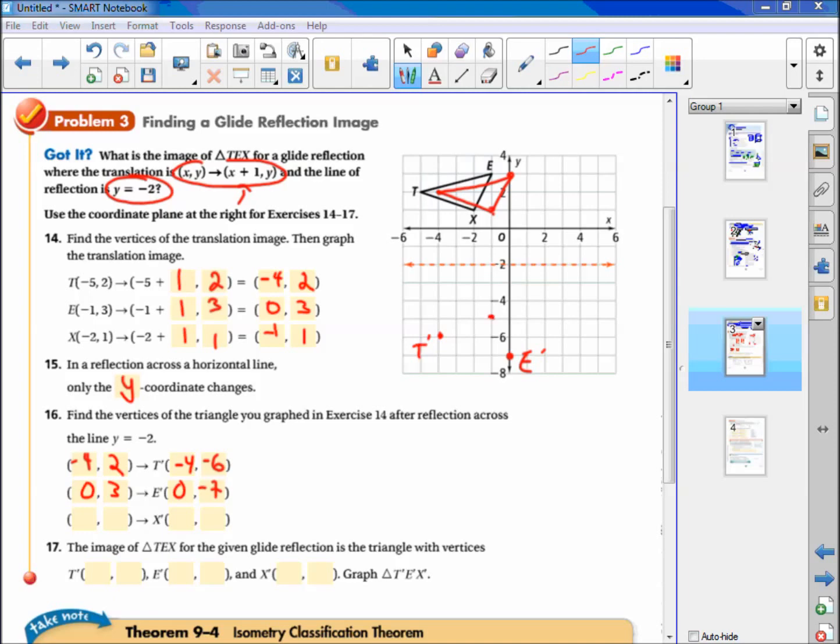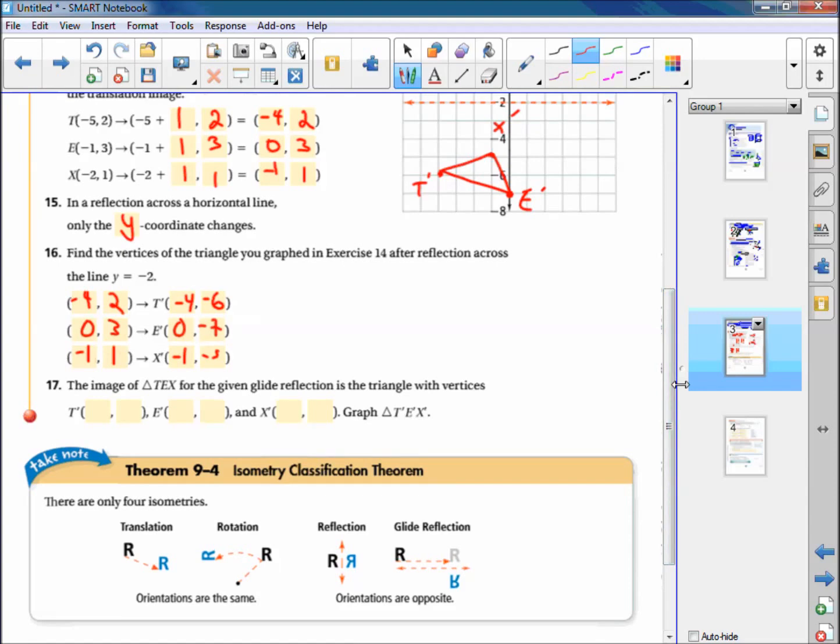So right here. All right, we can draw this in now. This is our new triangle. And let's write in that vertex of X. So X moved from -1, 1 to -1, -5. All right. So the image of triangle TEX for the given glide reflection is the triangle with vertices T prime at -4, -6, E prime at 0, -7, and X prime at -1, -5.